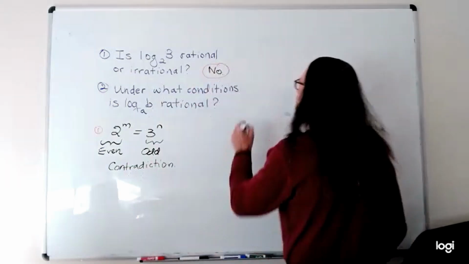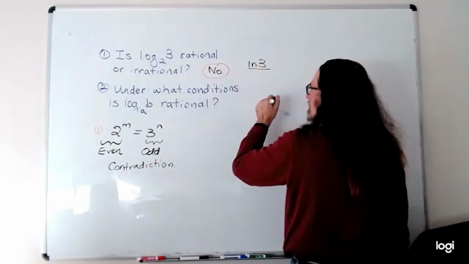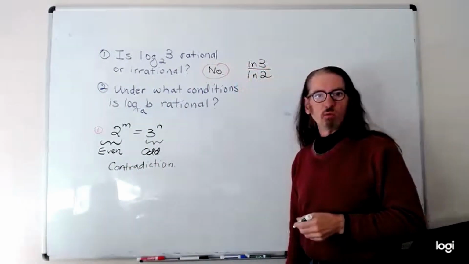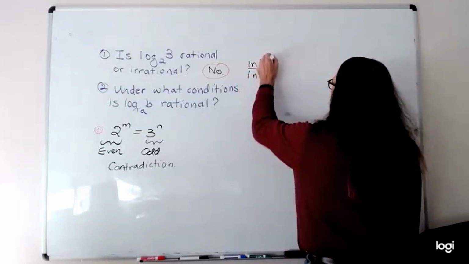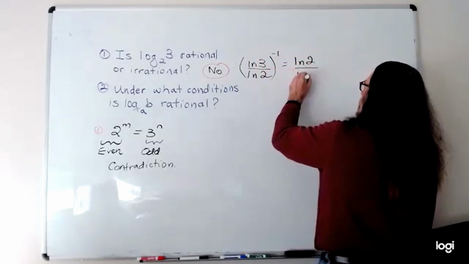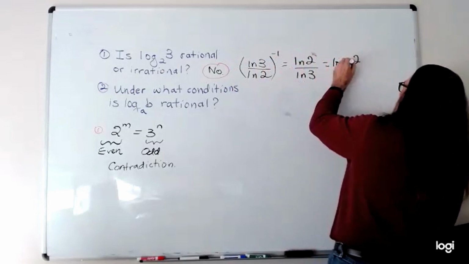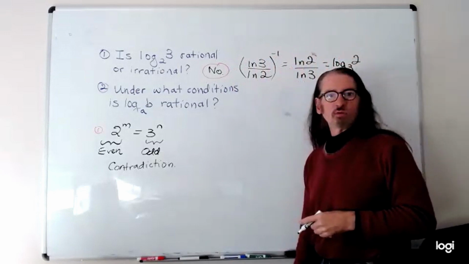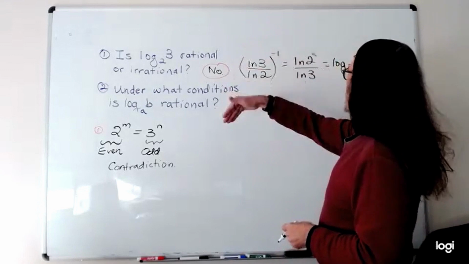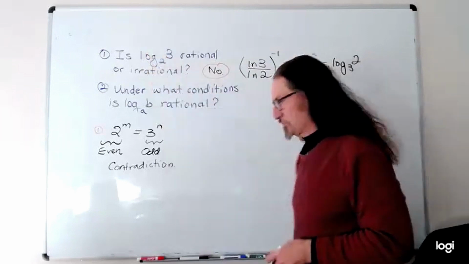By the way, regarding the thumbnail, the log of 3 in base 2 equals the natural log of 3 over the natural log of 2, and that would be the inverse of the natural log of 2 over the natural log of 3, which is the log of 2 in base 3, which is what was referred to in the thumbnail. And so, since that's not rational, its inverse would not be rational either.